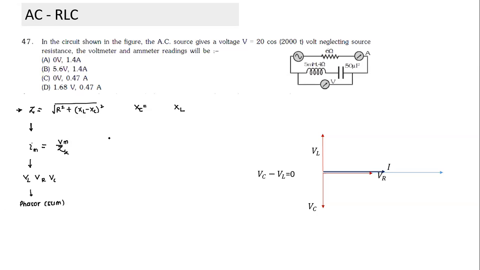And then after finding that, can we find VR, VL, and VC? VL will be equal to I max into XL. VC will be equal to I max into XC, and VR also we can find out. Why are we finding all these voltages? Once we find their values, what do we finally need to find? Phasor sum. So finally my answer would be the phasor sum of RMS values of C and L.